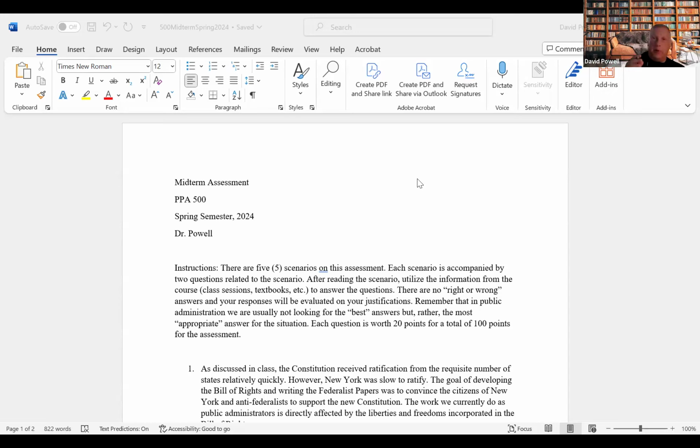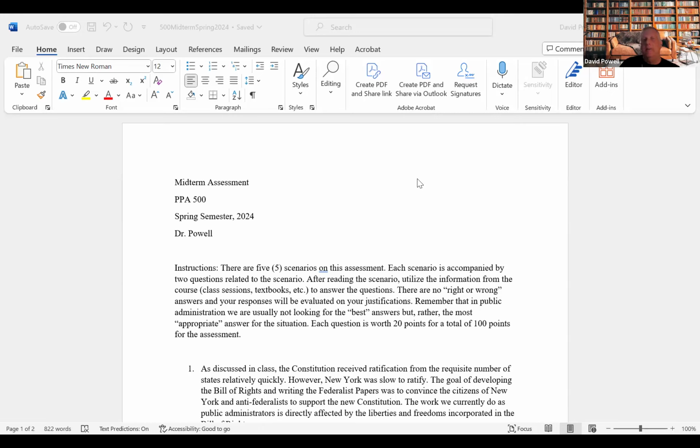Now, the purpose of the assessment is not to find right and wrong answers. There are not necessarily right and wrong answers to these questions. The purpose of the assessment is truly that it's an assessment mechanism so that we can see how well you can take information that you have learned in the class to date and then apply that information appropriately to address the questions and the scenarios. So we're not looking for the quote unquote best answer. We're looking for the most appropriate answer for that scenario.